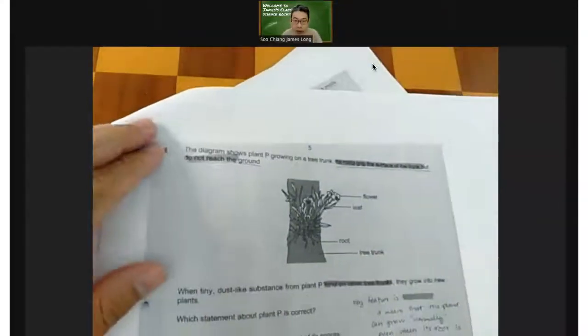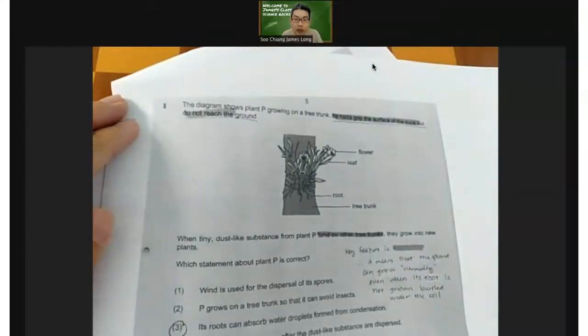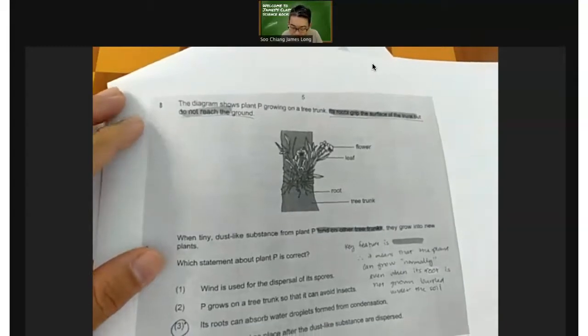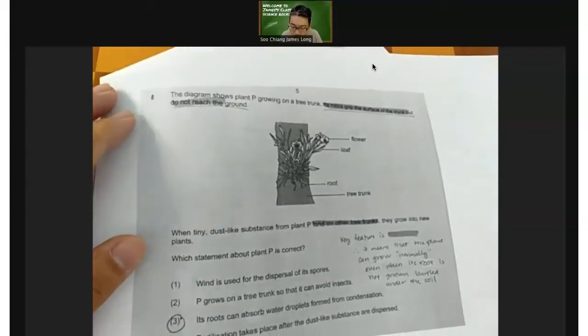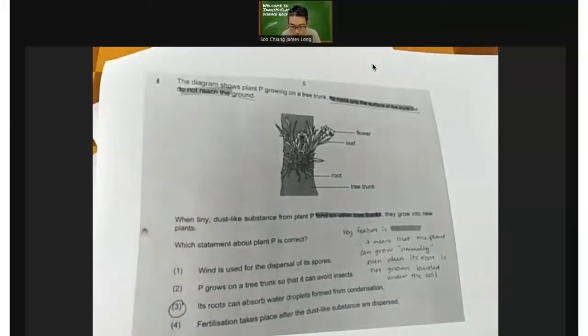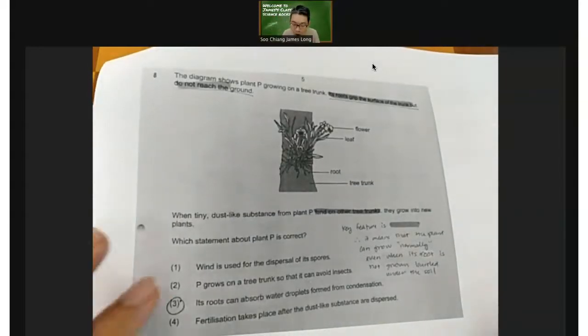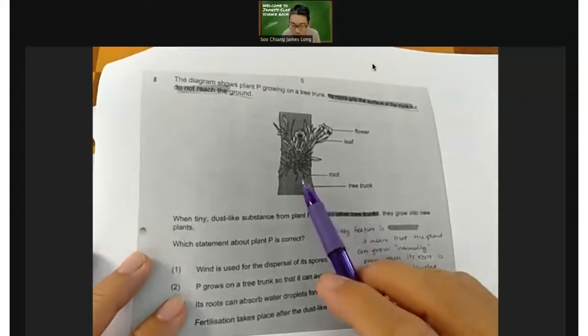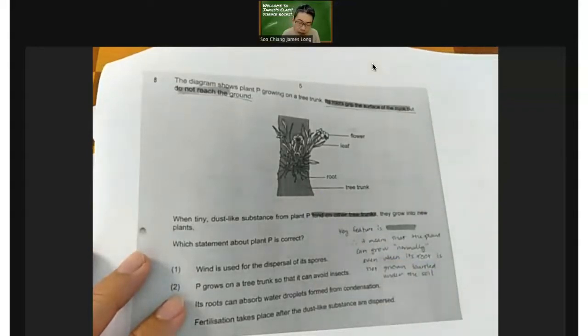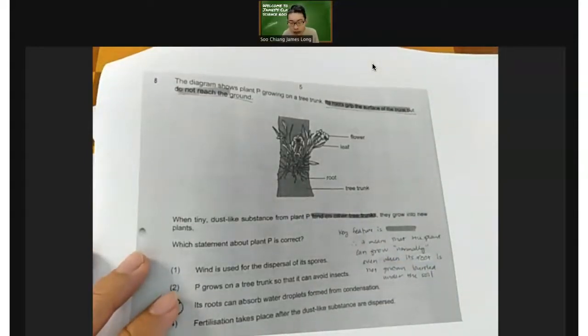You have 2 more questions for me, right? The diagram shows a plant P growing on a tree. Its roots grip the surface of the trunk but do not reach the ground. This is probably some kind of adaptation question, because usually you find roots in the ground. So right now I'm thinking, if it doesn't reach the ground, then how is it going to get water?